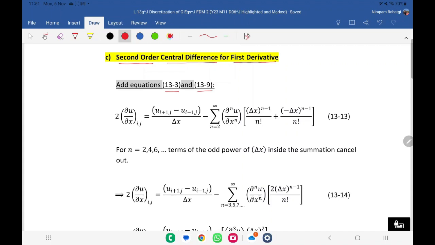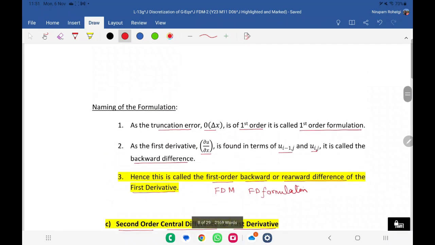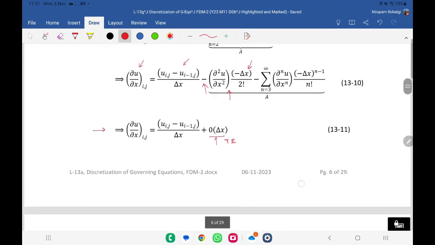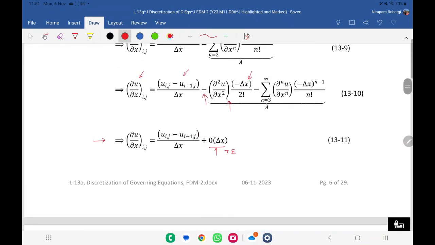When we do it, what will happen? Let us look back. You have this formulation here.